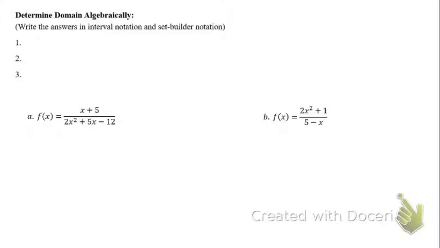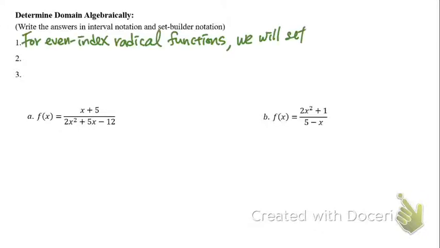Now we can easily categorize those 4 functions into 3 categories. The first one, I'm going to start out with the even index radical. For an even index radical function, we will set the radicand. Remember that? Radicand. What do we do with the radicand? Because it is an even index radical, you want to make sure that underneath the even index radical sign there's no negative number. So it's greater than or equal to 0. After you set up this inequality, you solve for x.